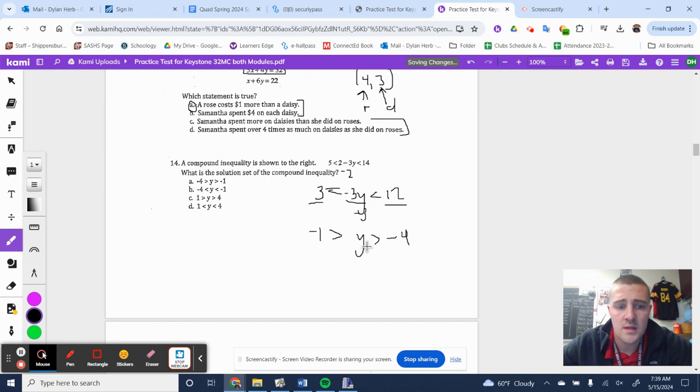So this inequality is actually not over here. But I know my numbers are negative 1 and negative 4. C and D both show positive numbers. And this is just the reverse of what I have. So if I wanted to flip my answer, I can write my negative 4 on this side and my negative 1 on this side. I just have to flip the signs when I flip where the numbers are. So it would be B. B. Y is greater than negative 4, but it's less than negative 1. So it's between the two.